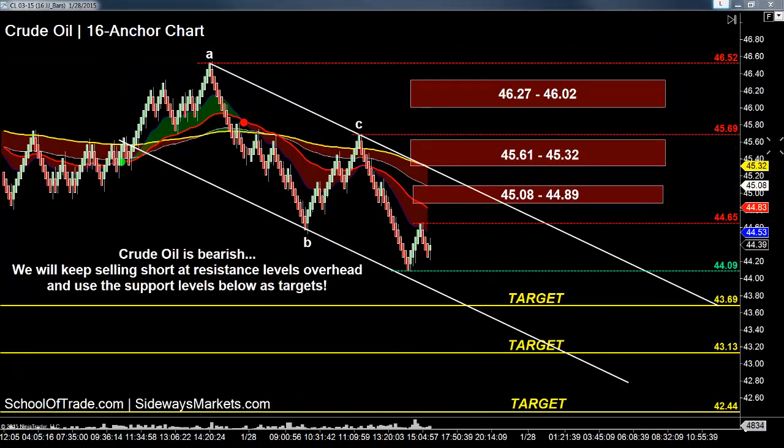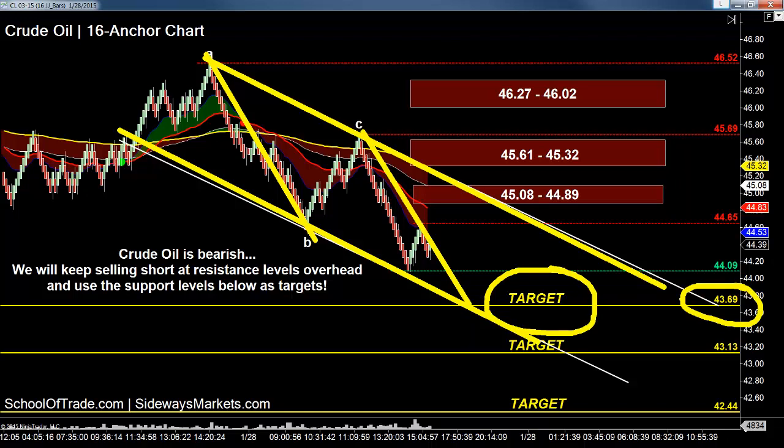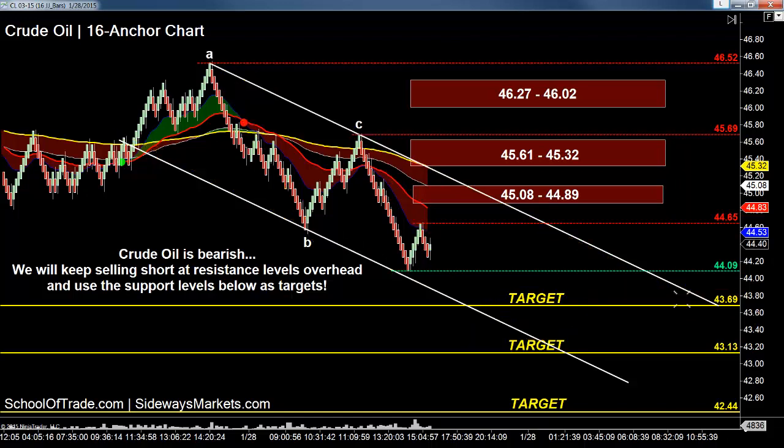Now, here's a much better looking chart, right? This chart looks a whole lot better on the old Ojos. Okay, so we've got crude oil clearly bearish. Everybody knows that right now. Nothing new there. Okay, nice looking channel, A, B, C, D, measured move target, 43.69. Okay, we've been calling for 44 all week. We got there.